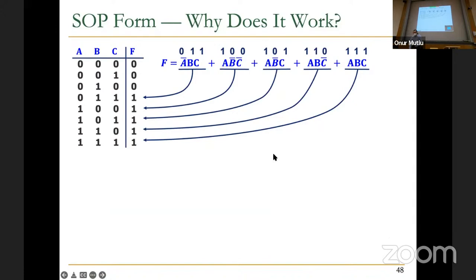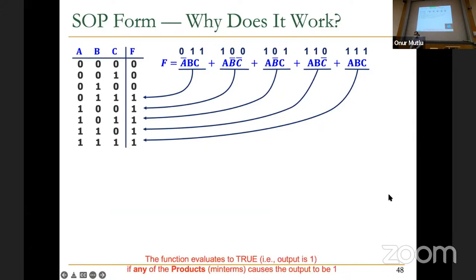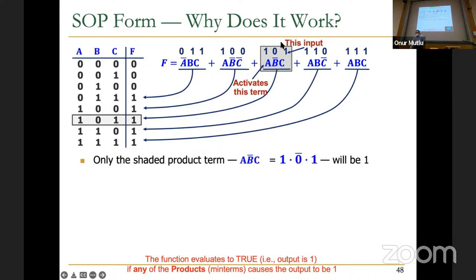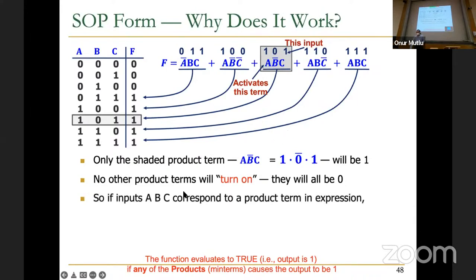Why does it work? Hopefully it's obvious why it works, because the function evaluates to true. In other words, the output is 1 if any of the products, any of the minterms, causes the output to be 1. That's why we have an OR function over here. The result of the function is 1 if any of these is true, any of these minterms is true. Okay, let's see one example. If your inputs are 101, this minterm gets activated. And as a result, this shaded product term becomes 1. And no other product terms will turn on. Every other term will become 0. It's kind of obvious again, because these are completely independent of each other, orthogonal to each other. So if inputs ABC correspond to a product term in the expression, then you get 1 of these minterms activated. So you get a 1 in the output.